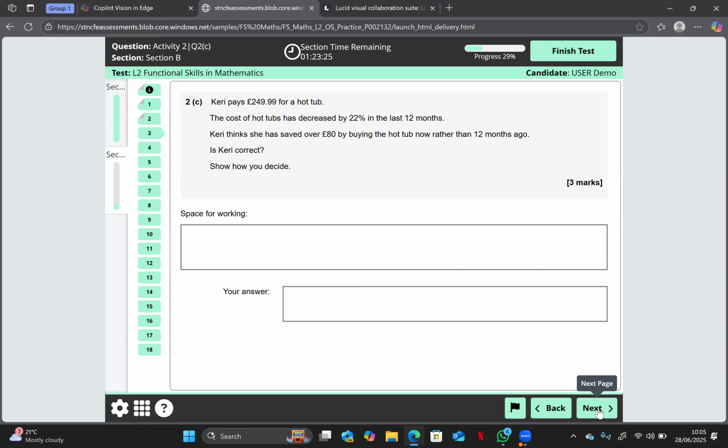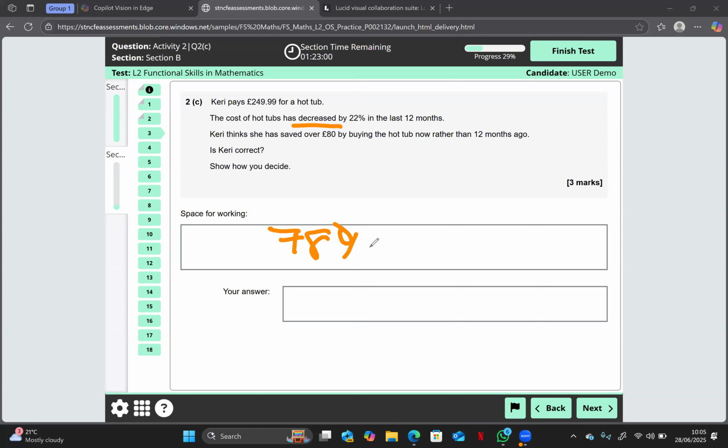Kerry pays £249.99 for a hot tub. The cost of the hot tubs has decreased by 22% in the last month. Kerry thinks she has saved over £80 by buying the hot tub now rather than 12 months ago. So all we need to do is increase it, because it's actually decreased now. This is the decrease value. Or we can do it this way.